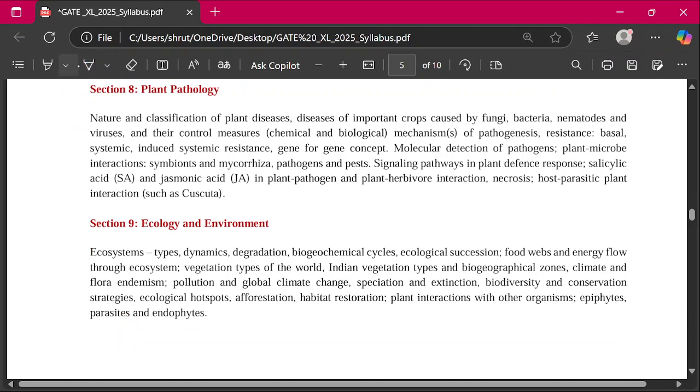Then section 8 is plant pathology, in which we discuss some of the viruses and infectious agents which cause infection in plants, and how they are detected, like molecular detection of pathogens, plant-microbe interactions like symbionts, mycorrhiza, then pathogen and phage, signaling pathways, etc.